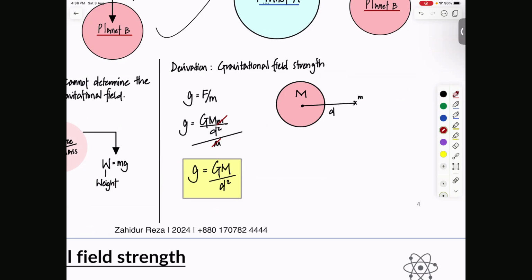So let me explain what each term is. This is your gravitational field strength, whose unit is Newton per kilogram. If you want, you can put the minus sign here as well because of attraction, but we will not use the minus sign. G is the universal gravitational constant. M is the mass that exerts the force. And d is the distance between the masses' centers of gravity. Okay, distance between centers of gravity.